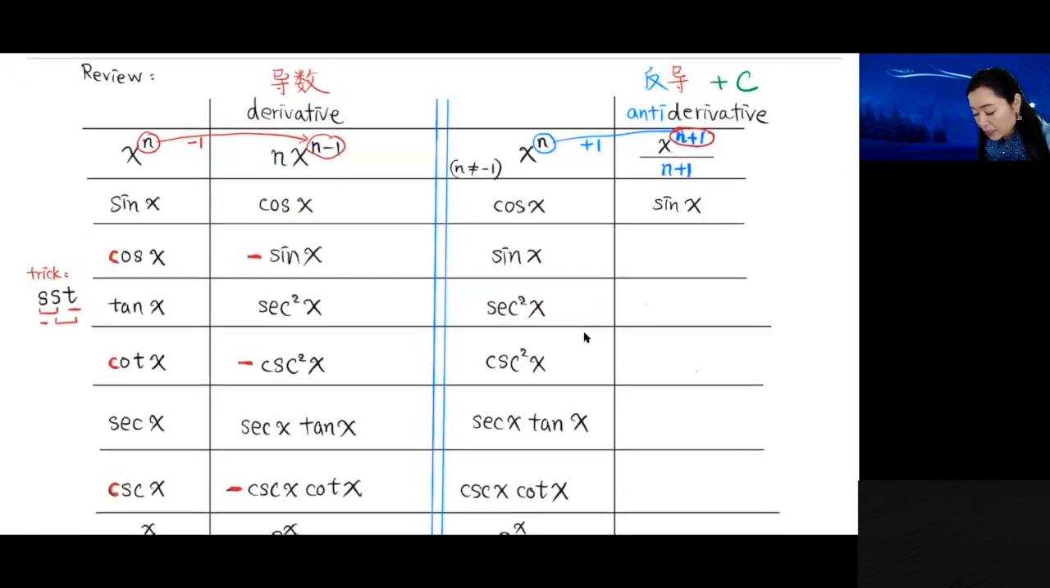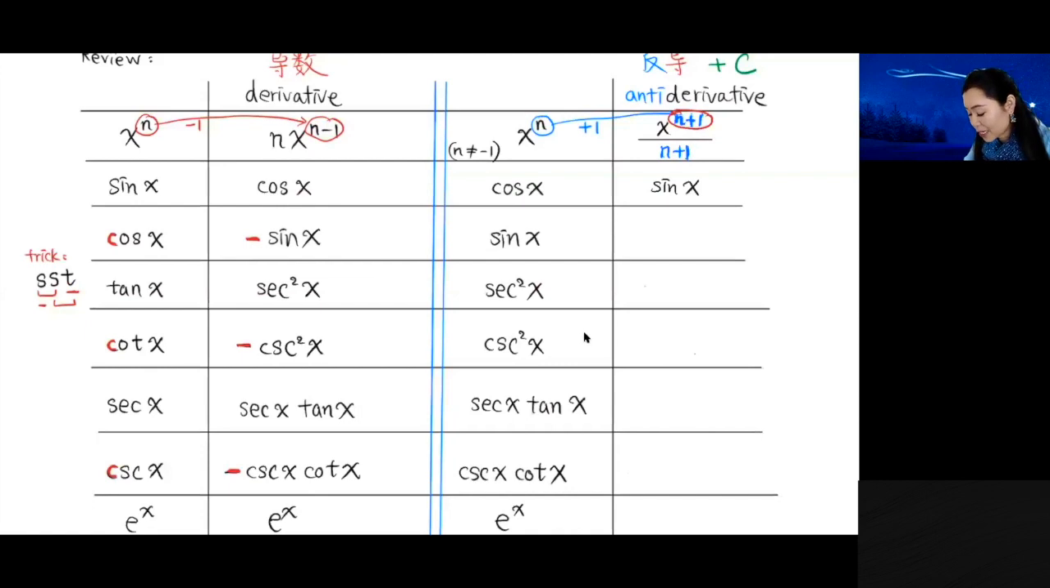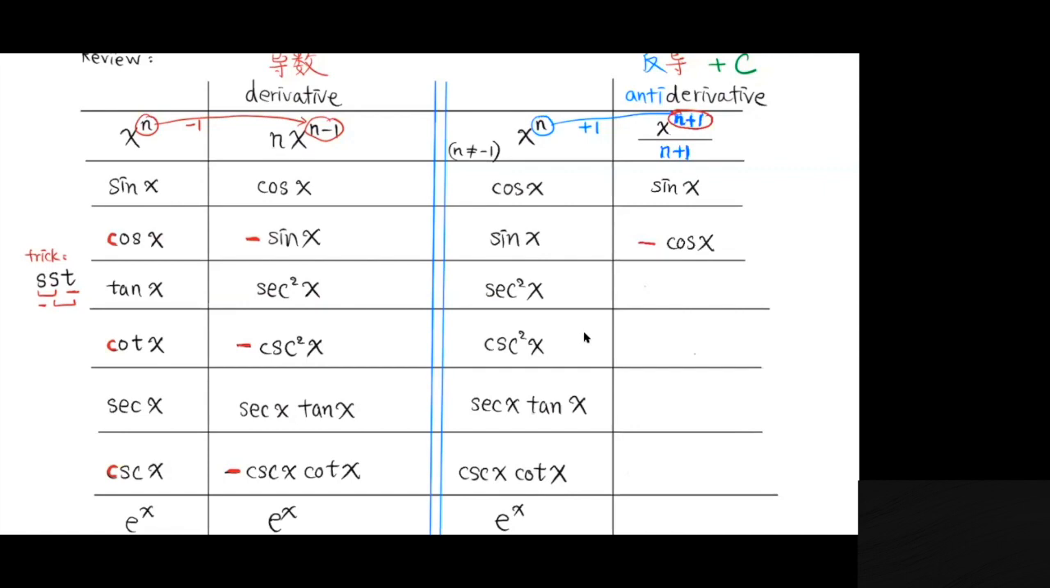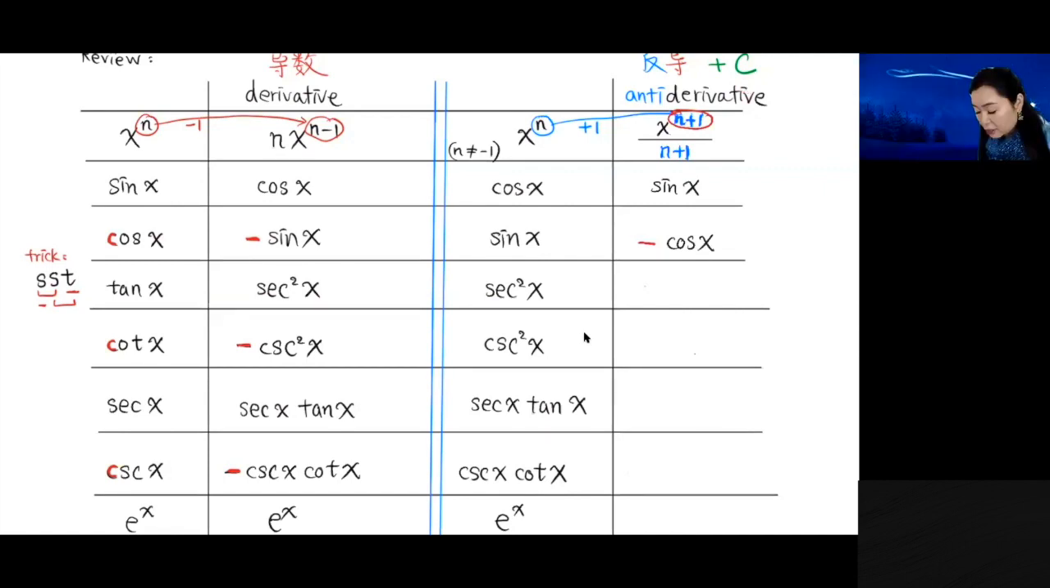Cosine x, the derivative is negative sin x. So what's the most general antiderivative of sin x? And you guys just told me before, right? It is negative cosine x. Yes, you got it. And plus c. So all of these have the plus c right here. When you differentiate negative cosine x, the negative sign will cancel with this negative. So we get positive sin x.